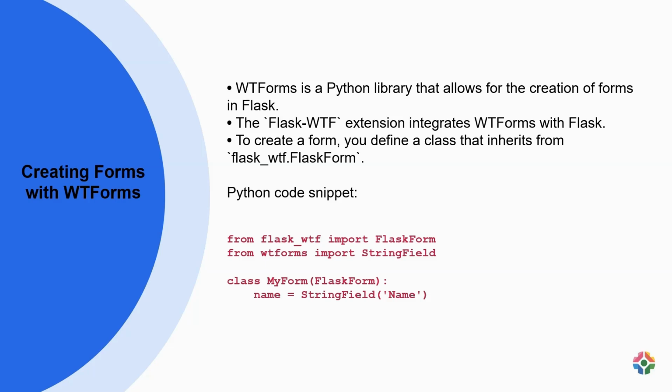For instance, suppose you need to create a form to capture user information such as their name. You can define a form class named myForm, which contains a string field named name. This specific field will render an input element for users to input their name on the form. By instantiating an object of this form class in your Flask application, you can display a form with the designated fields on your web page efficiently.